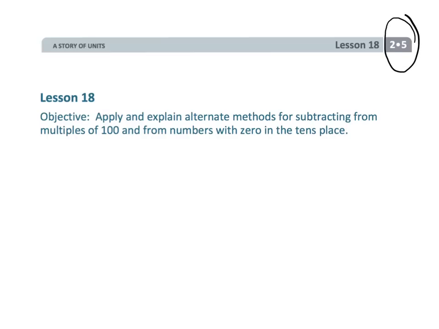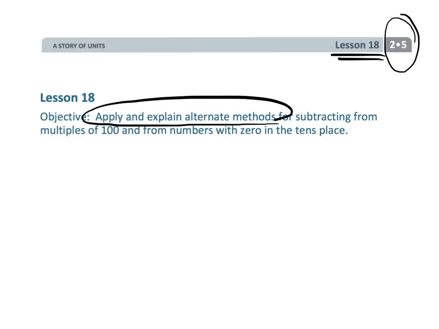All right, this is second grade, Module 5, Lesson 18, and we are going to be applying and explaining sneaky alternate methods for subtracting rather than just using the standard algorithm. Remember, the whole point of this is that not only do we want students to know the standard algorithm, but we also want them to know the meaning behind it, and we want students to develop number sense so that perhaps they could get the answer in ways other than the standard algorithm, because maybe the standard algorithm for a particular problem isn't the easiest way.